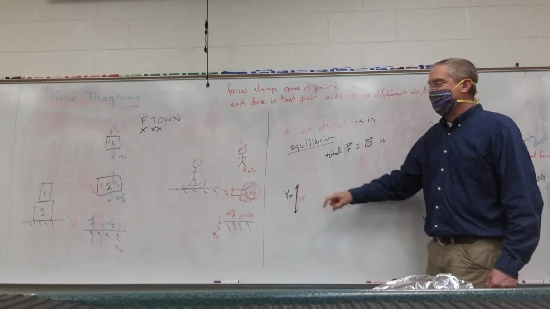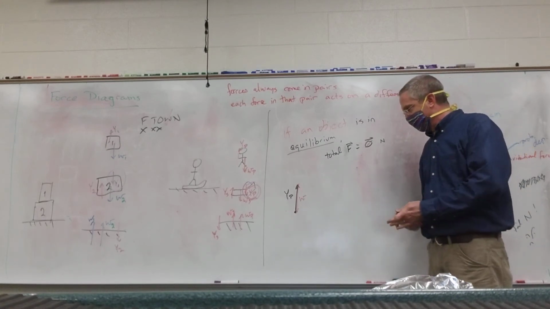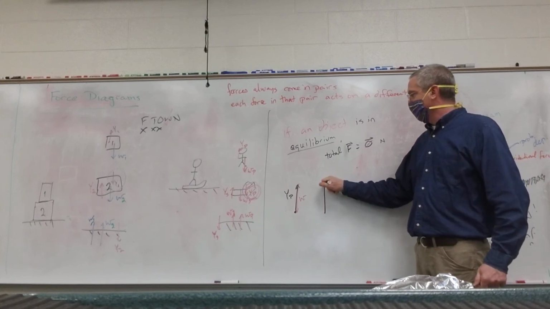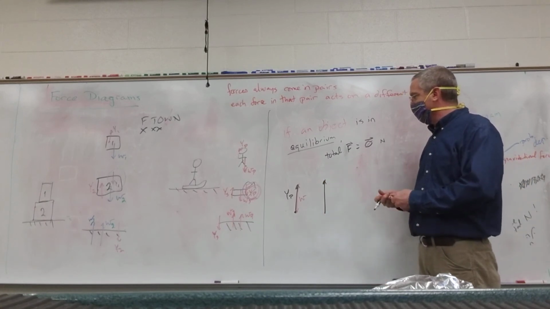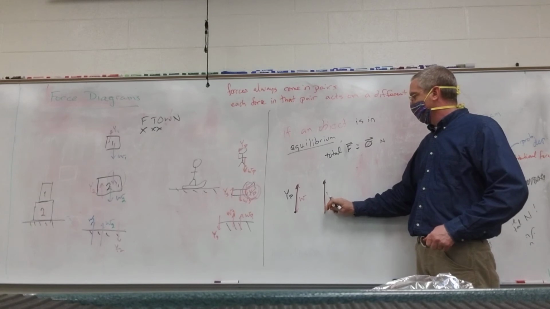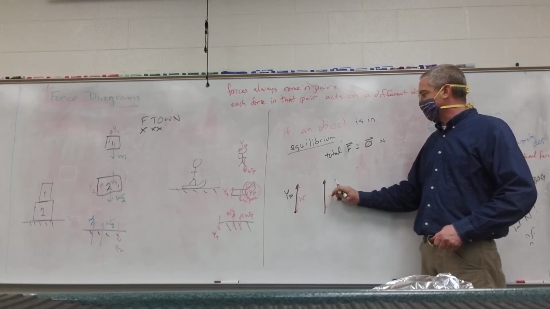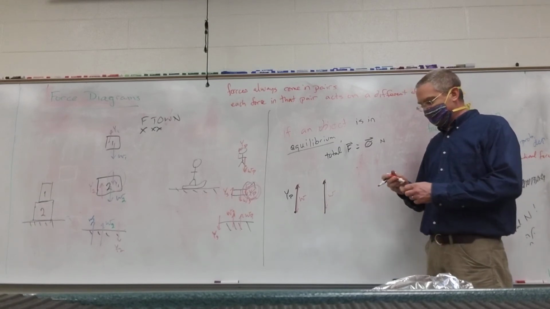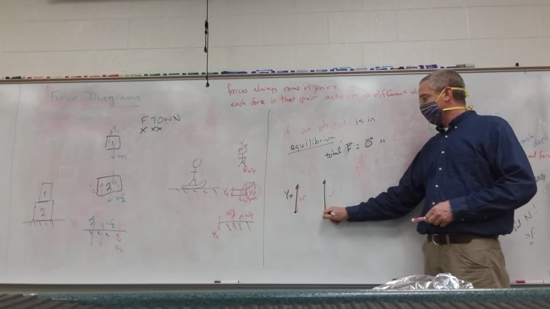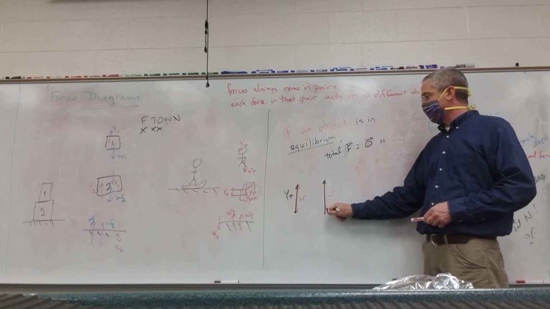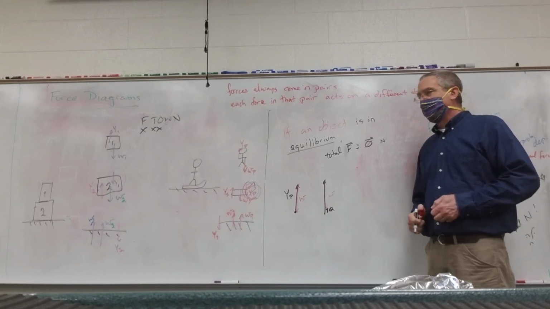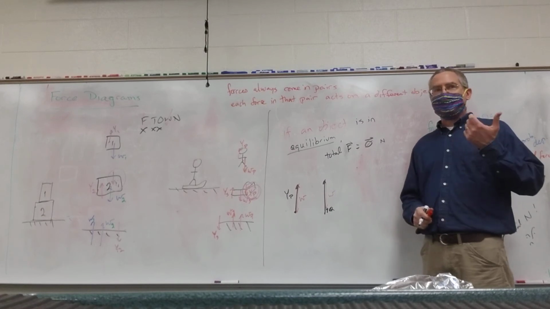If they add up together and don't end up back where we started, so if I have YP going that way, and YP is bigger but weight hasn't changed, my net force is up, because I started here and so there's my net force, there's my resultant. That means I'm accelerating upwards.